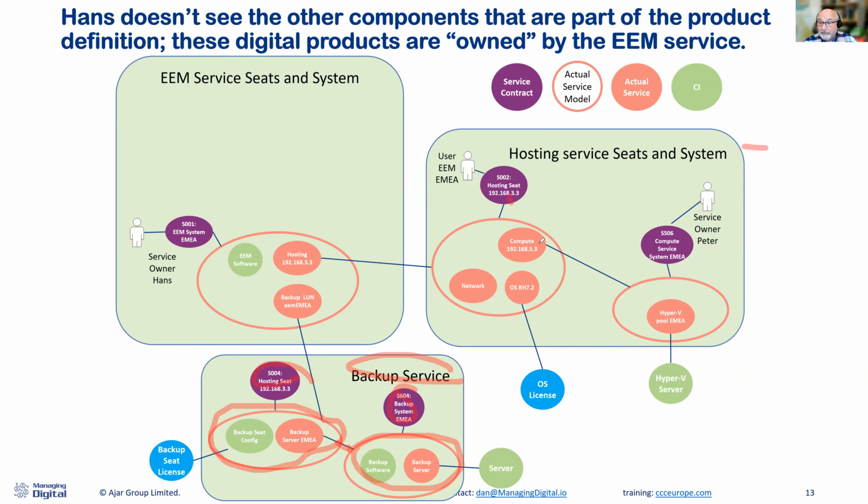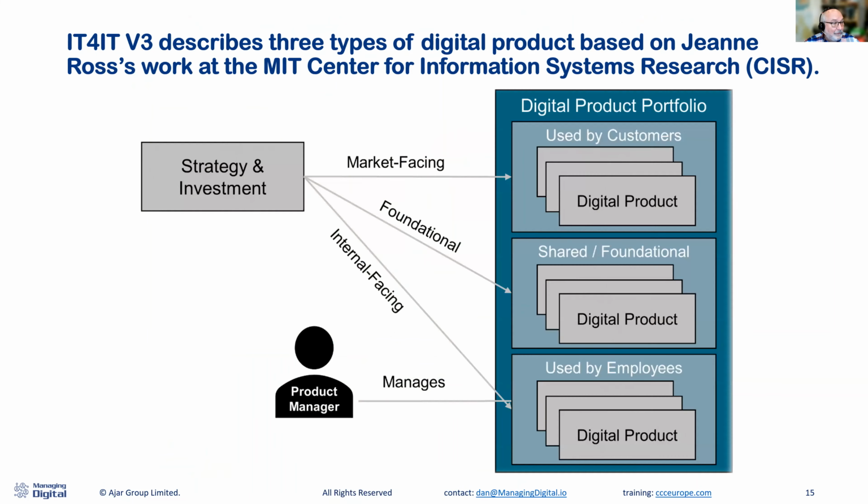They're in the hosting service. I've got a hosting seat. I've got a thing here that has an operating system license, but that's all actually sitting on a Hyper-V server, which is another subsidiary product. And this is a simplified example of the kind of thing you need to be able to represent in the digital product world. I'm just going to jump over that slide because it takes too long.